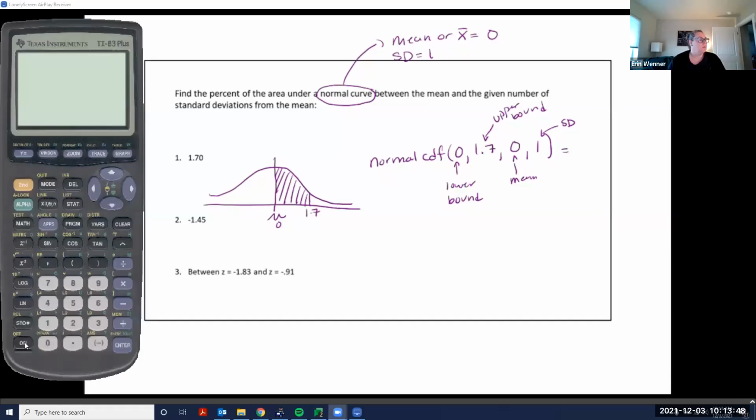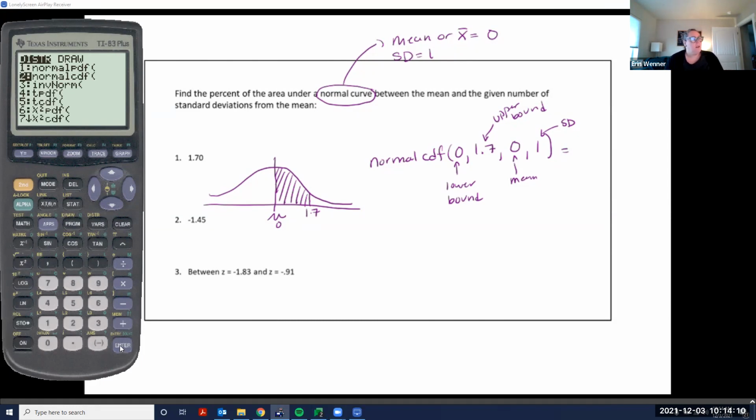Okay, so we're going to turn this on. Again, to find this normal CDF, we hit second, and then the vars key, which the second part gives us distribution, the DISTR, and we're going to want normalcdf. So we go down 1.